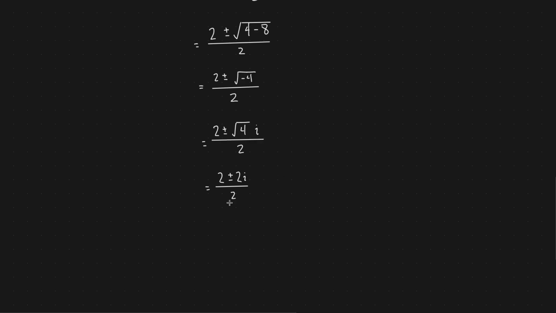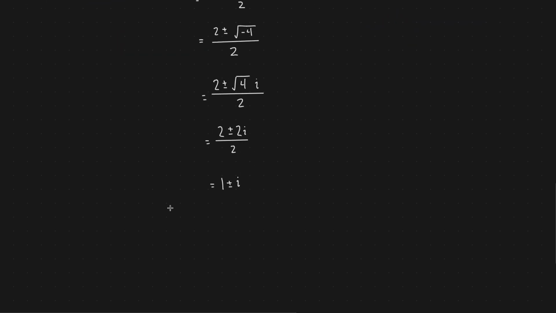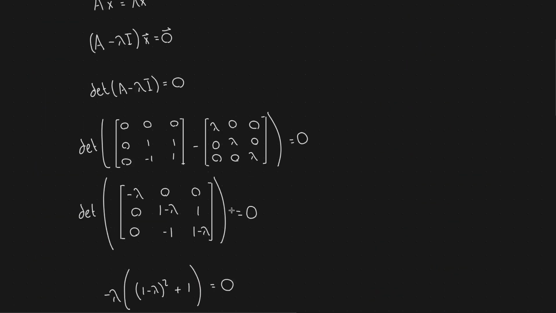If I factor 2 out of the top, cancel with the bottom, I would be left with 1 plus or minus 1i. And so I get 3 eigenvalues: lambda equals 0, lambda equals 1 plus i, lambda equals 1 minus i. Okay? All right, we've got our eigenvalues.